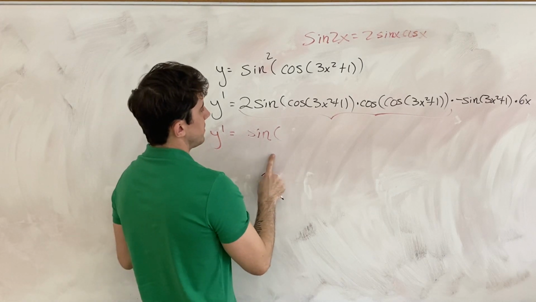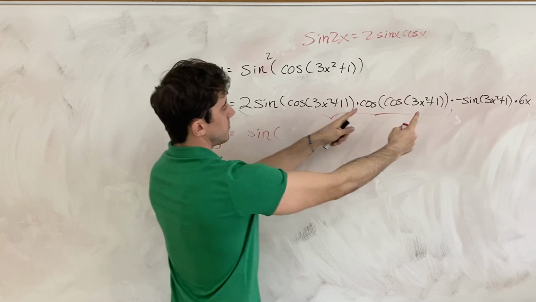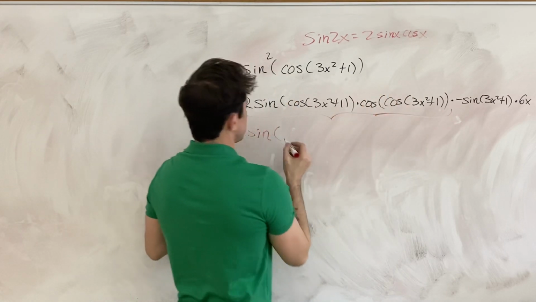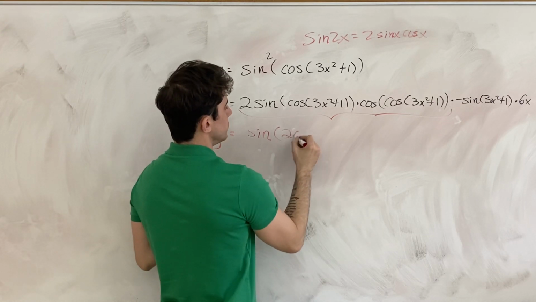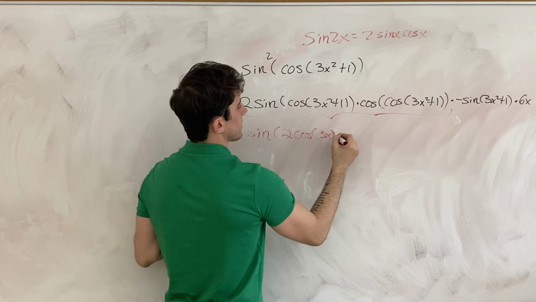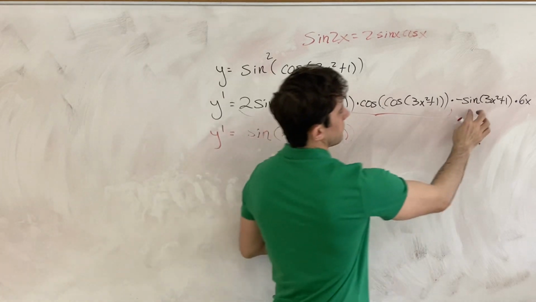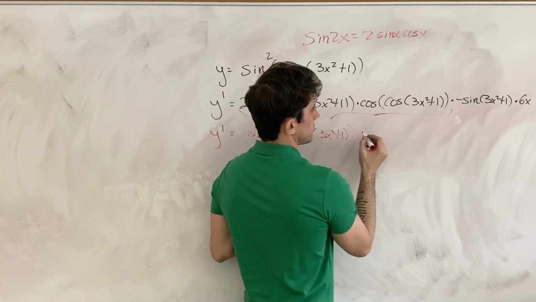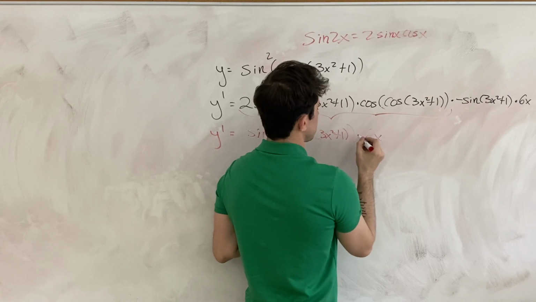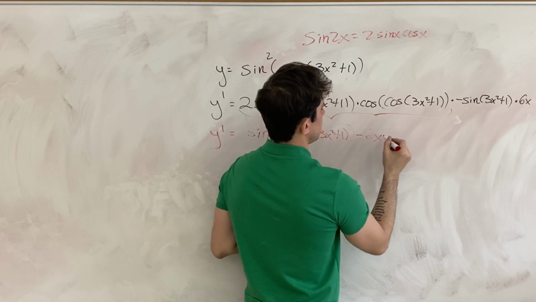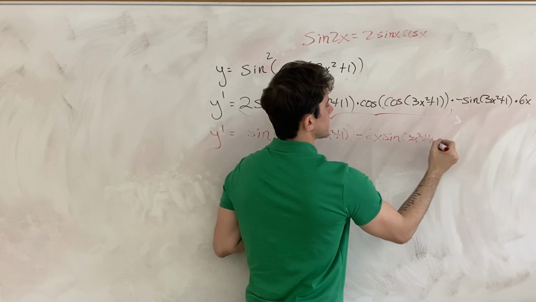So the sine of 2 times what's inside the brackets. That'll be sine of 2 cos of 3x squared plus 1, like so, okay? And we still have the rest that is trailing behind, so I'll write that a bit simpler as negative 6x sine of 3x squared plus 1.